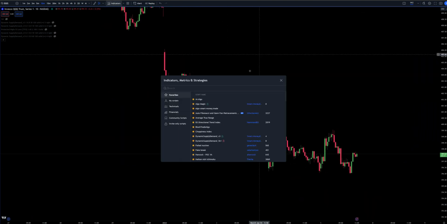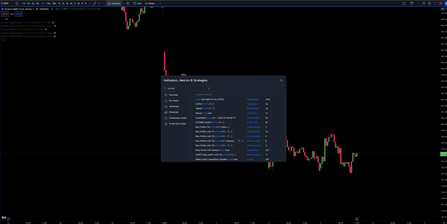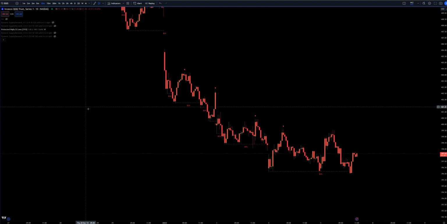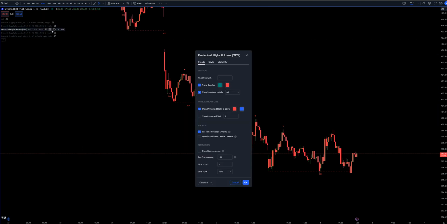So let's add some indicator. I already have it, but I'll just show you here. Just type "protected high low" by TFO, the Protected High Lows TFO. Add that one. Once you add it, it's going to look like this. It's going to color the candles. Actually, let me just show you the settings too.